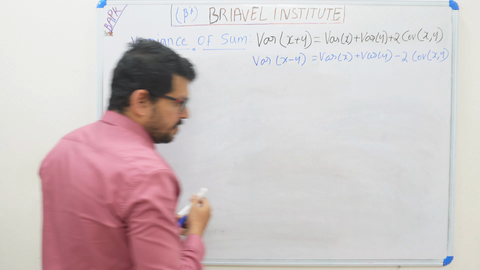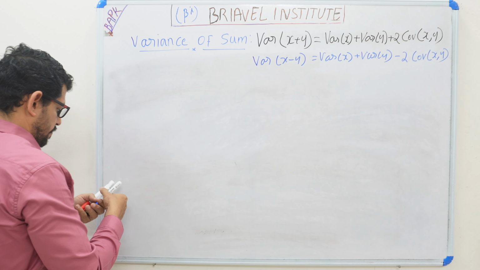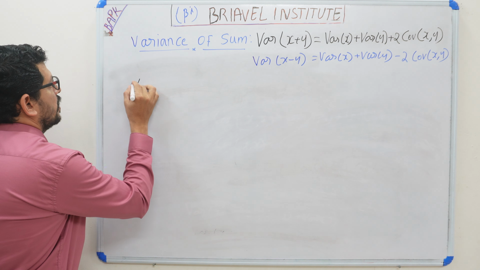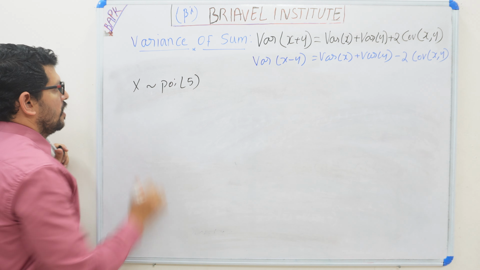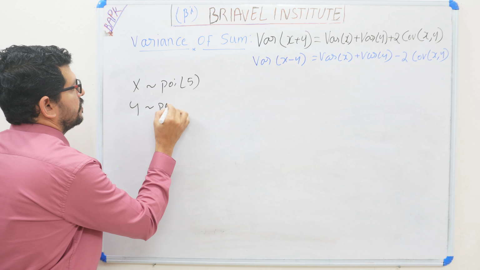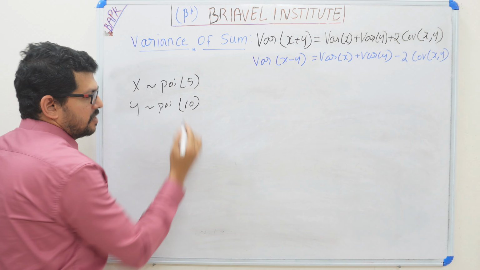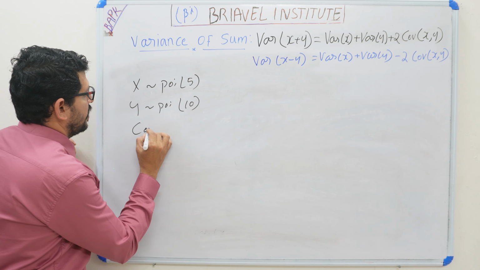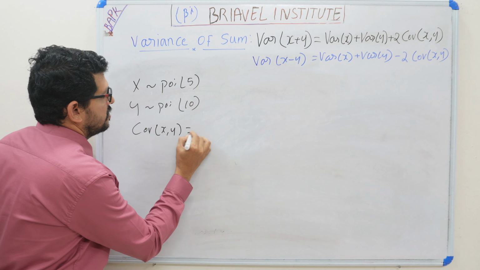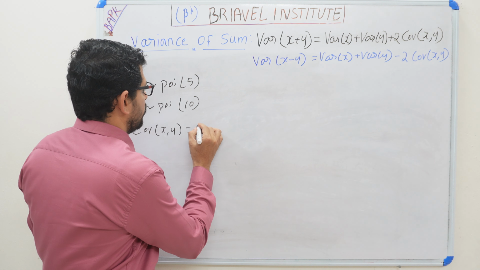Now we are solving the problem. X is a Poisson distribution of 5, mean is equal to 5. And Y is a Poisson distribution of 10, mean is equal to 10. And we are given the covariance of X and Y, that is equal to minus 12.